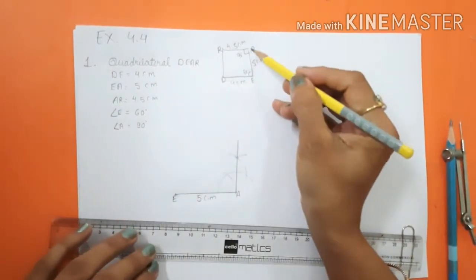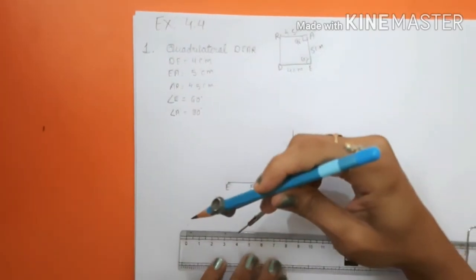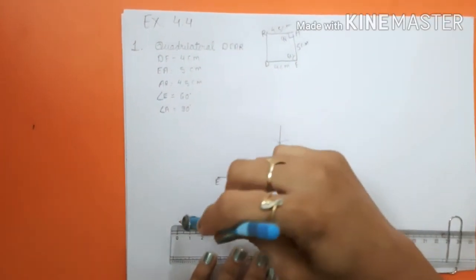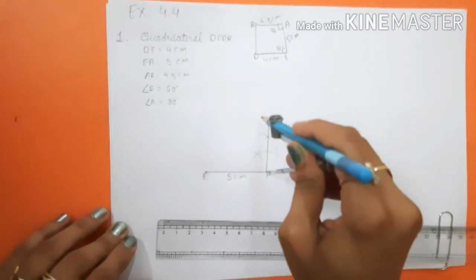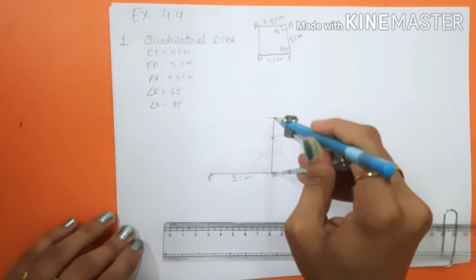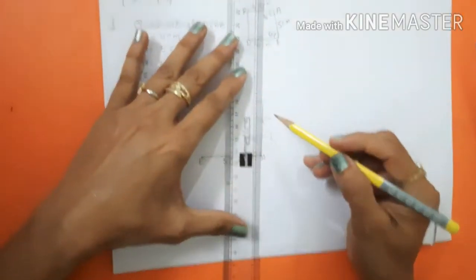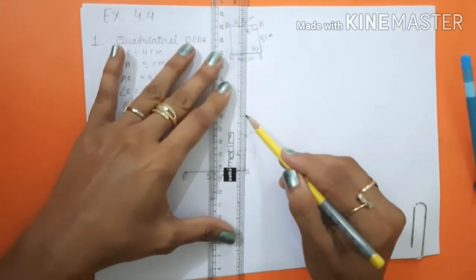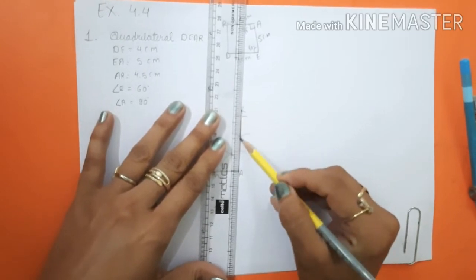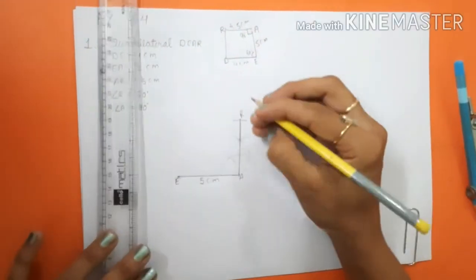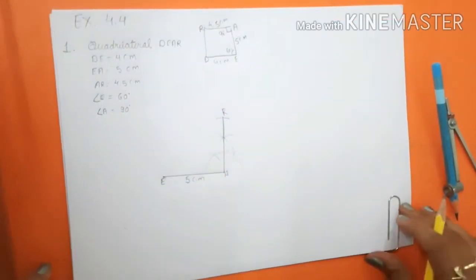Now, this AR is 4.5. We'll measure 4.5 centimeters and we'll cut an arc here. We'll extend this line till the point. This point is R.